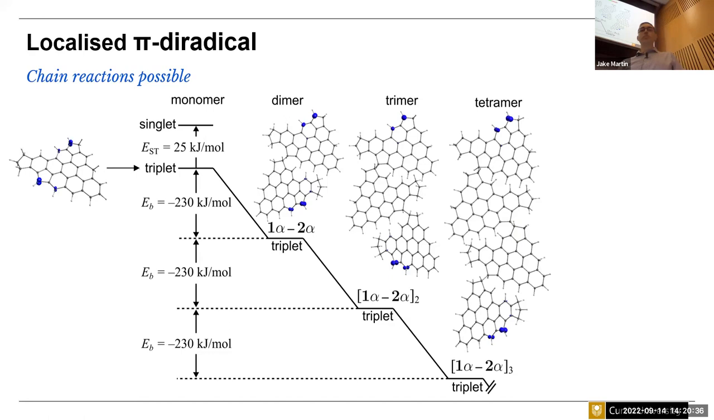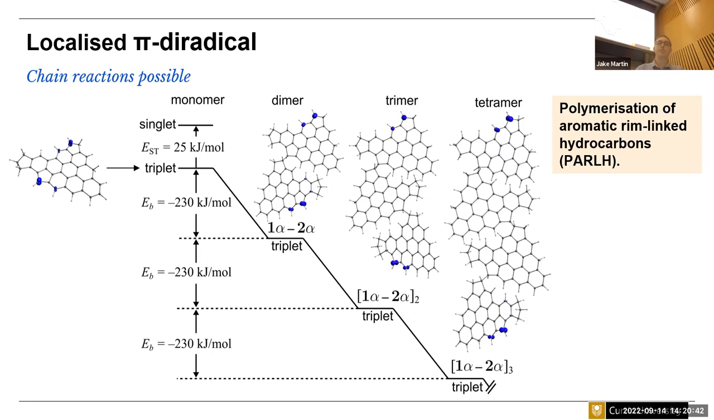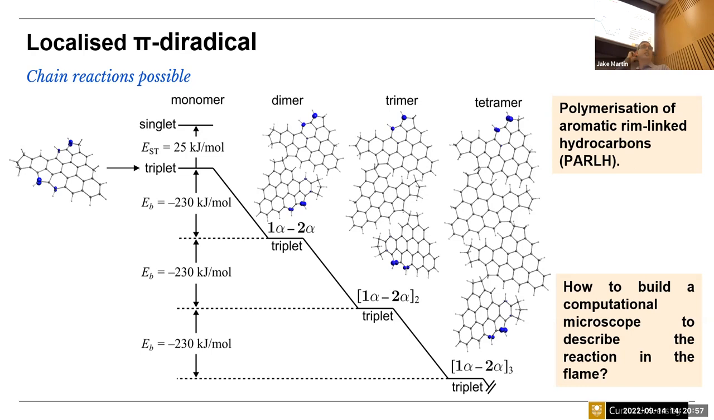And we're calling this the polymerization of aromatic rim-linked hydrocarbons. This is exciting because it enables chain reactions, which are necessary to explain the speed at which soot forms. But we wanted to go further. We hadn't used enough computational resources. We really wanted to churn through some hours.